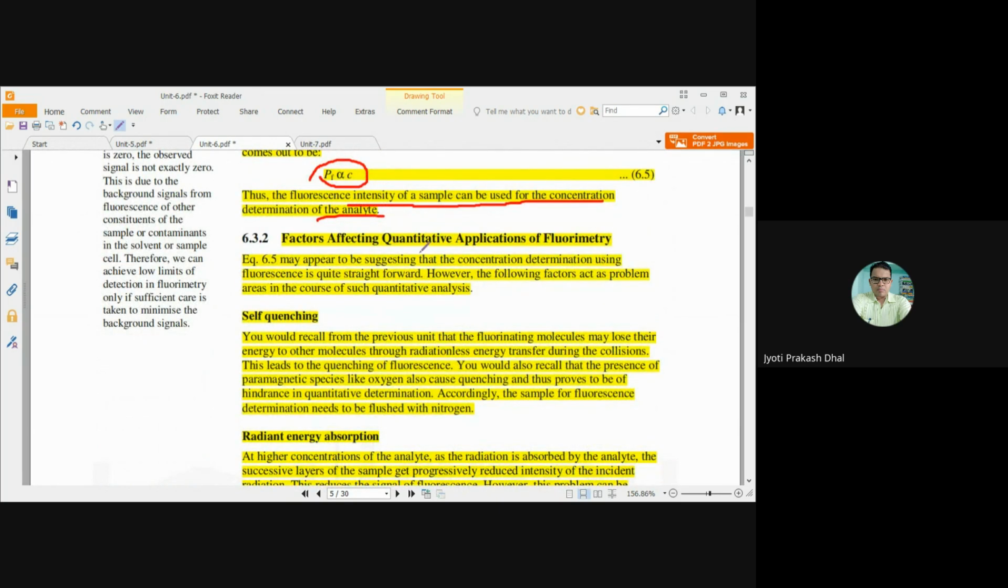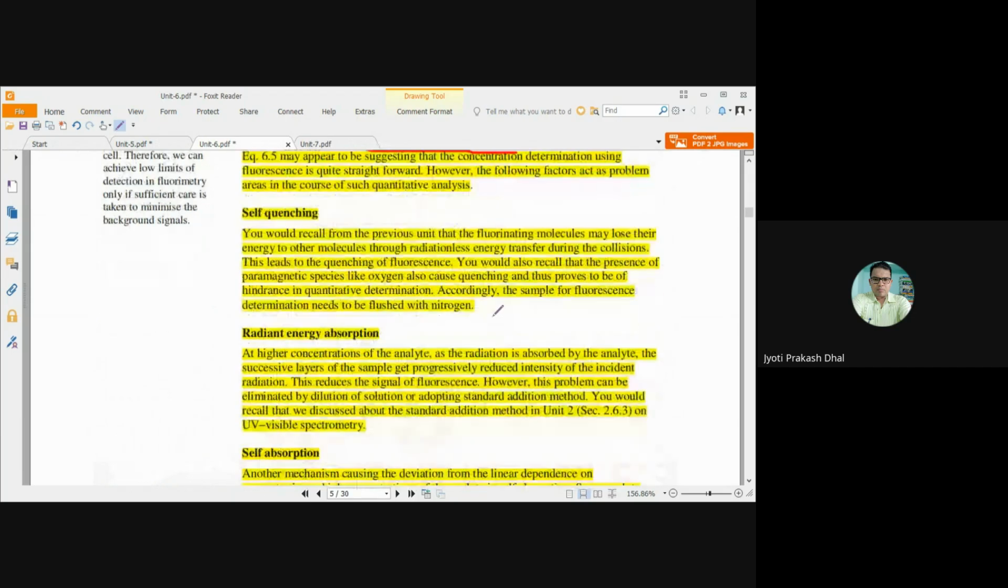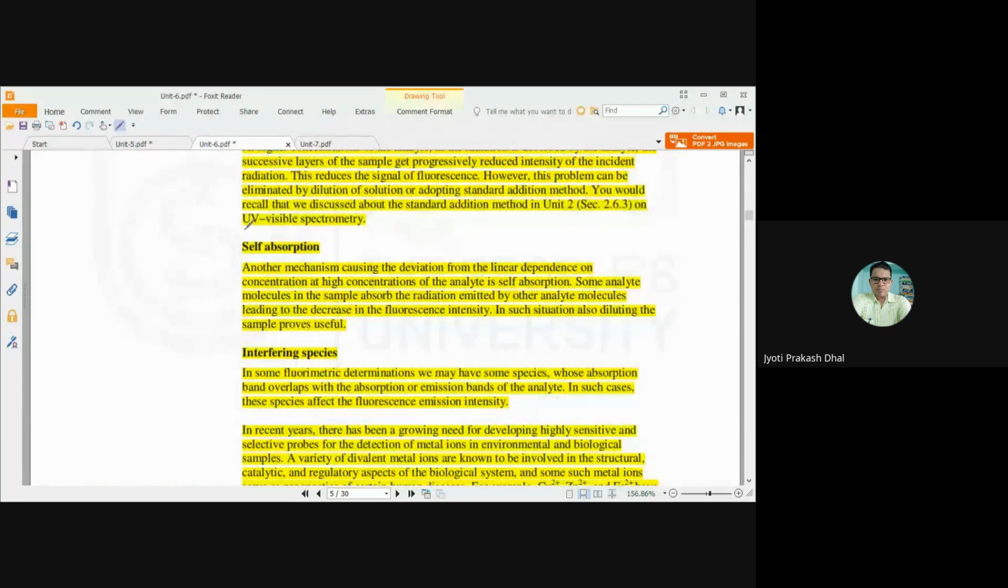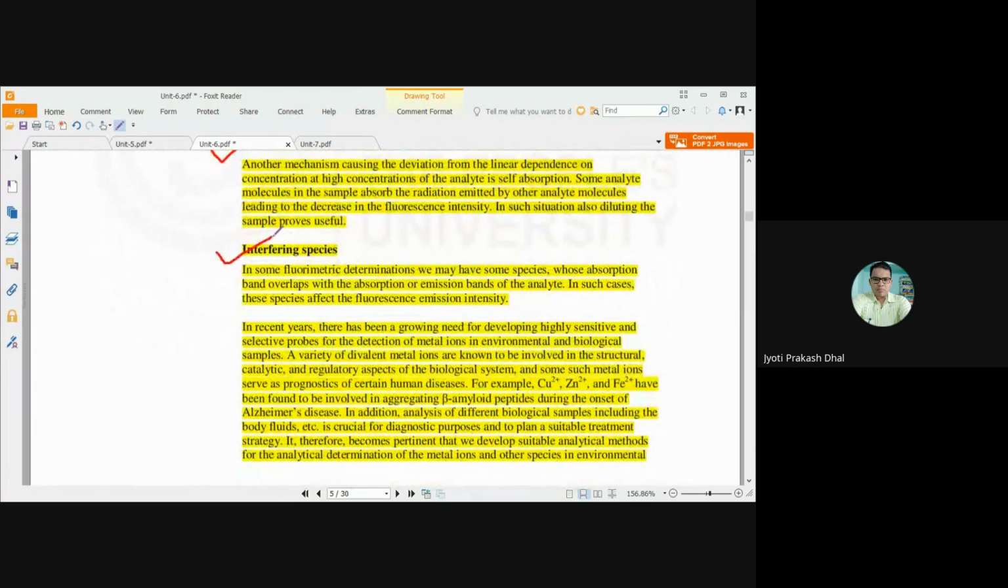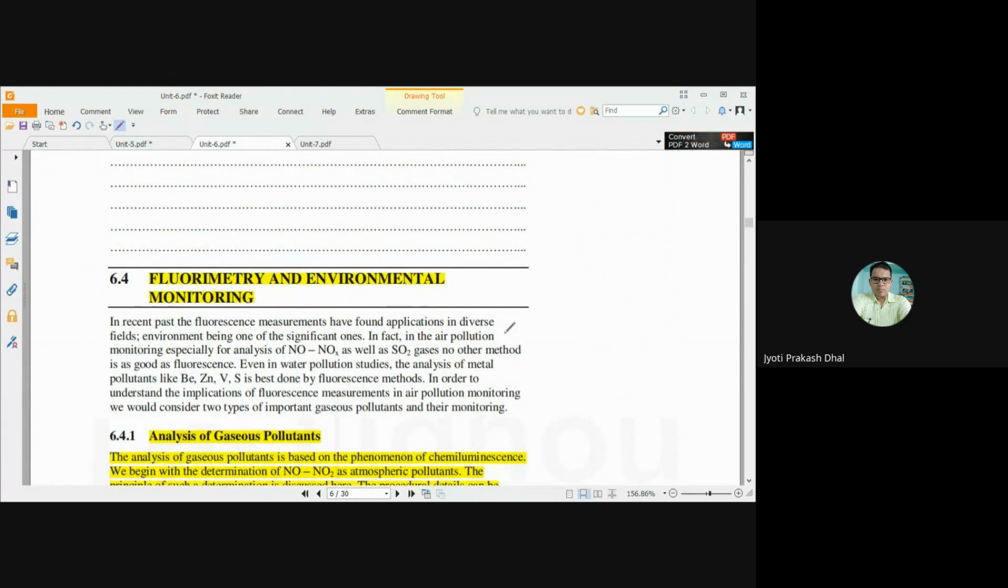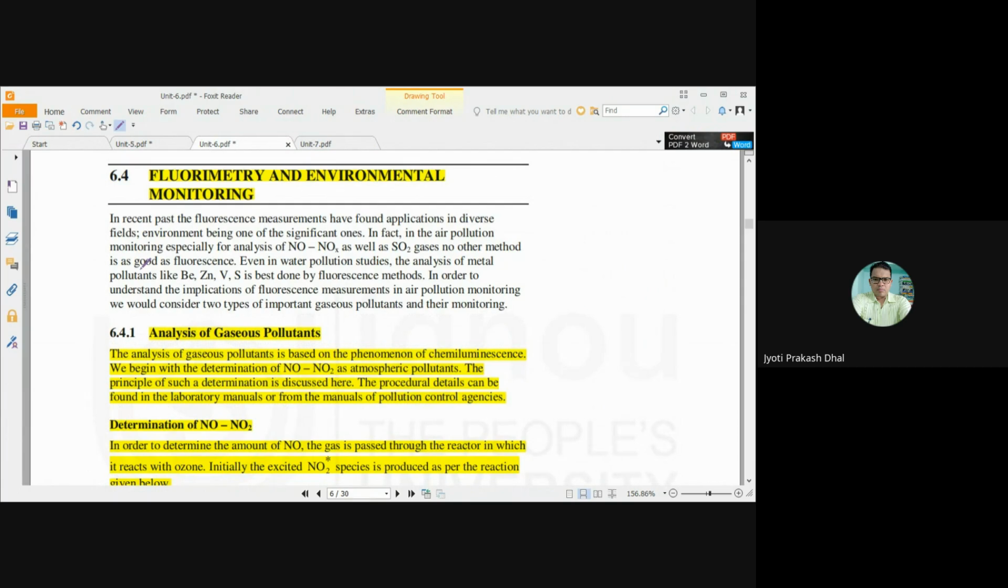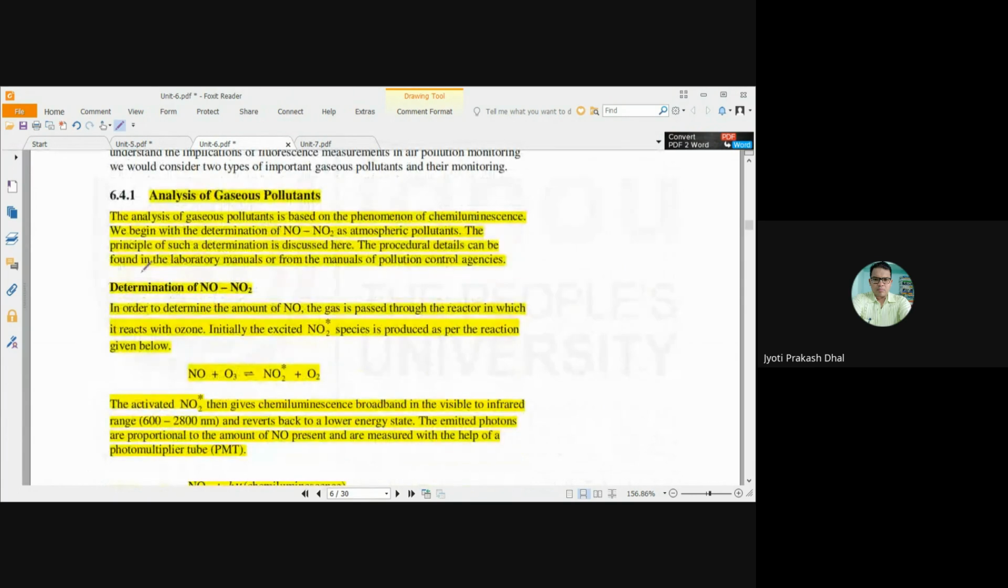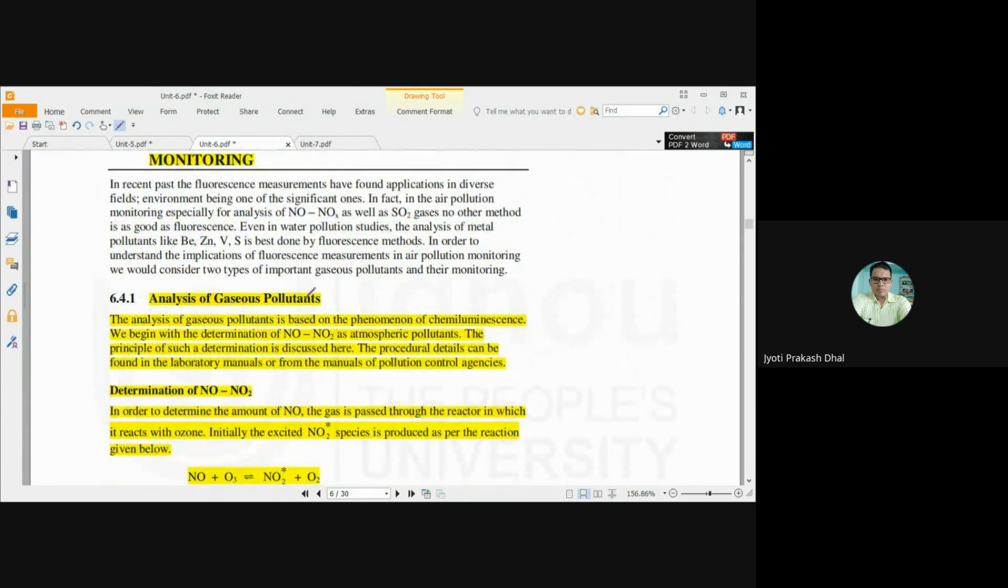Now coming to factors affecting quantitative application of fluorimetry. The quantitative application of fluorimetry can be affected due to the presence of self-quenching, radiant energy absorption, self-absorption, and interfering species. So these are the species which will change the intensity of the fluorescence spectra. Now coming to fluorimetry and environmental monitoring.